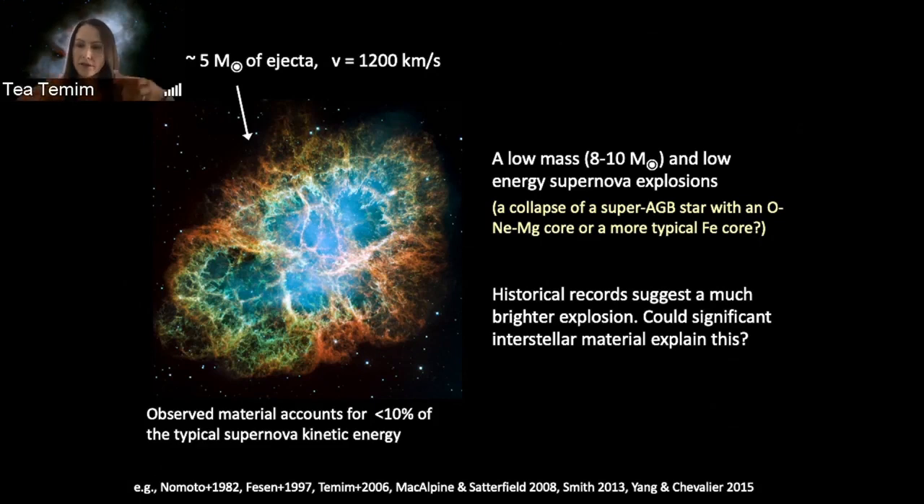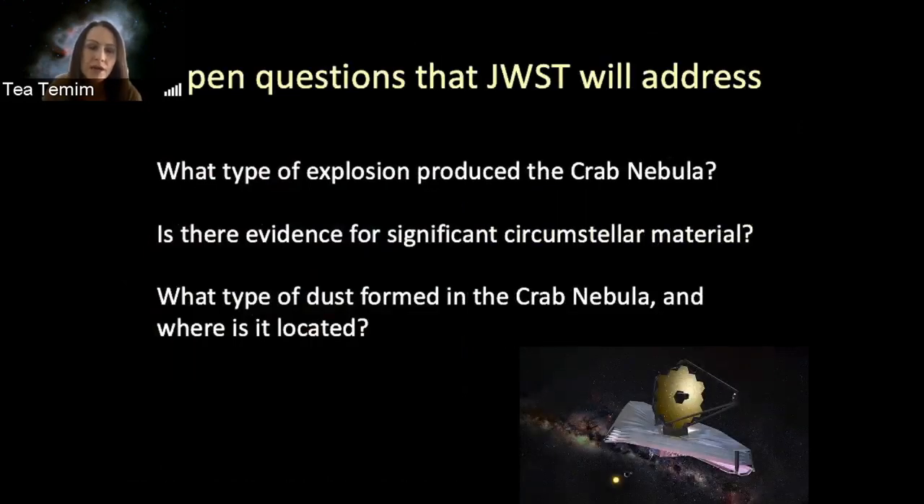And the pulsar wind also appears to be pinched along that plane, as if there's dense material surrounding it. So the question is whether this is evidence for some pre-existing circumstellar material in this region, and that is also a question that has not been settled. So here is a summary of these open questions that James Webb will be able to address.